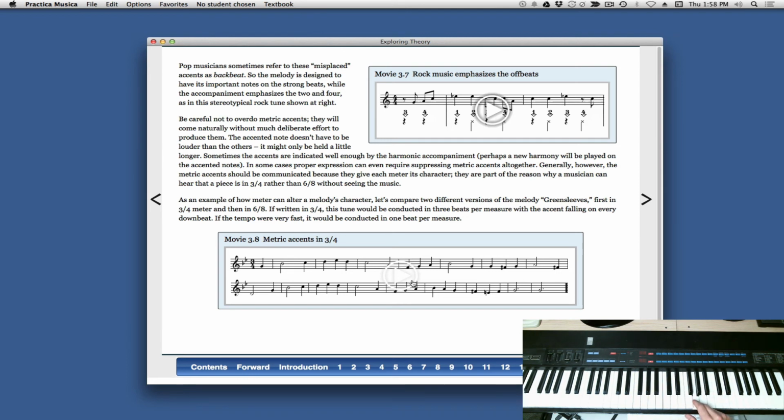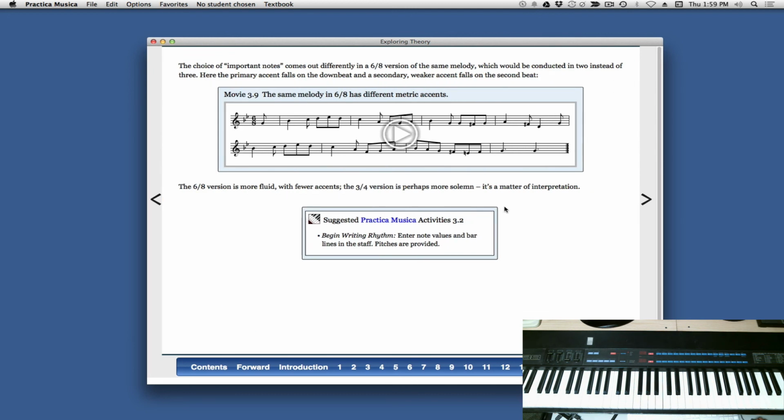1, 2, 3, 1, 2, 3. So that's kind of a fast 3, and you might conduct that in 1. Okay, and then this is just the same melody in a different meter. 1, 2, 3, 4, 5, 6. So it can be in different meters, especially these triple ones, and the tempo makes a difference there.